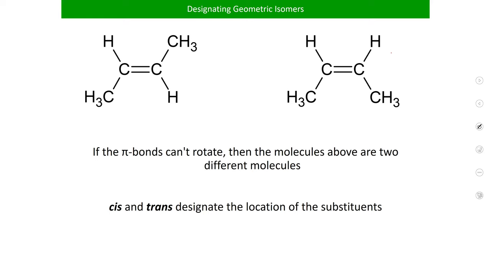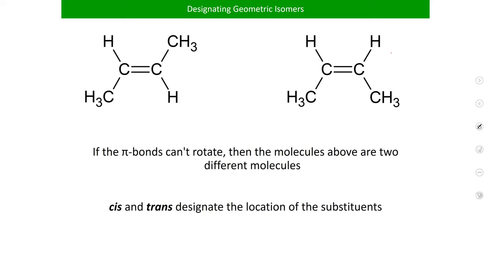The pi bond is in the same place between carbons 2 and 3, right? Same formula. However, they have different boiling points. Not by much, they're still pretty close. They have some other properties that are significantly different in terms of how they react.